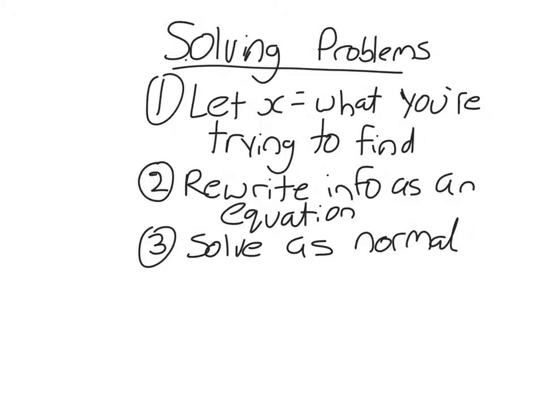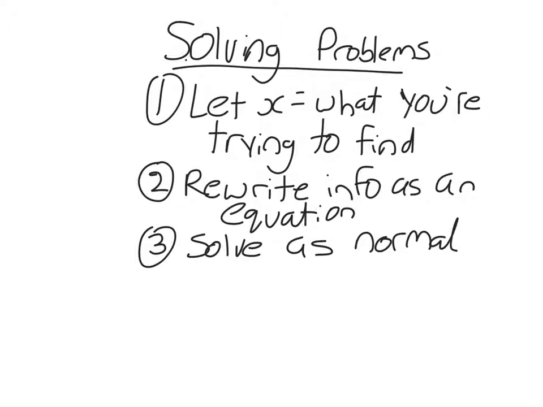Let x, or whatever letter you want, be the thing that you're trying to find. Now sometimes you're trying to find more than one quantity, in which case you let x be the smallest quantity. That's for simplicity. So part 2, step 2, you rewrite all the words you're given into an equation. So you rewrite it just using mathematical symbols. And of course you need an equal sign in that as well to make it an equation. And thirdly, you just solve as normal.